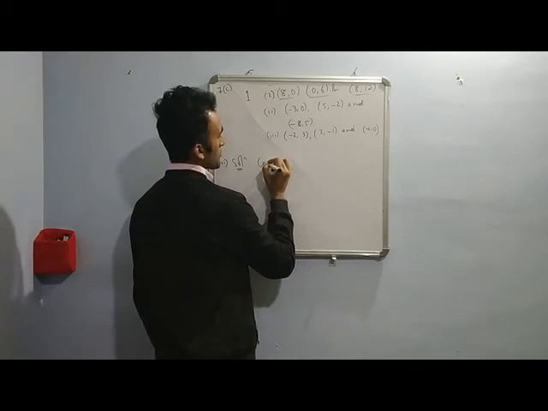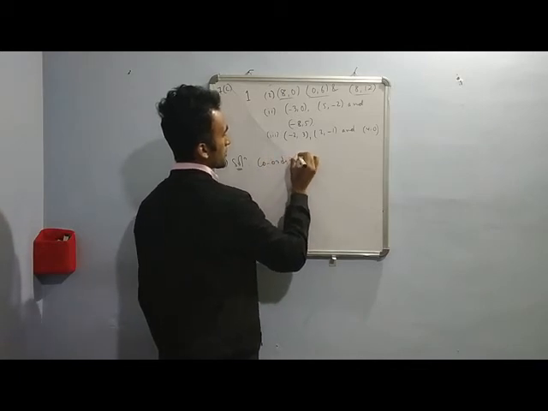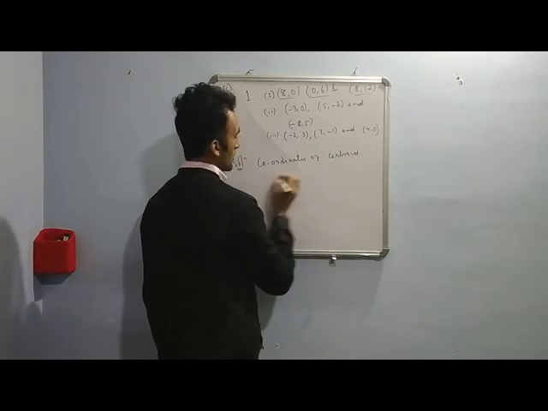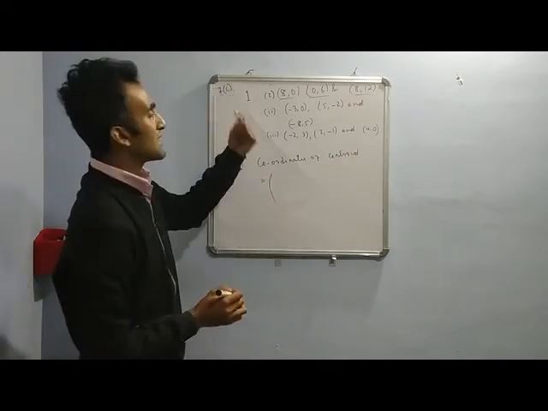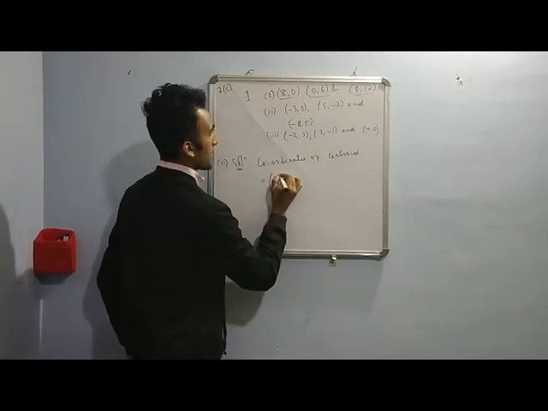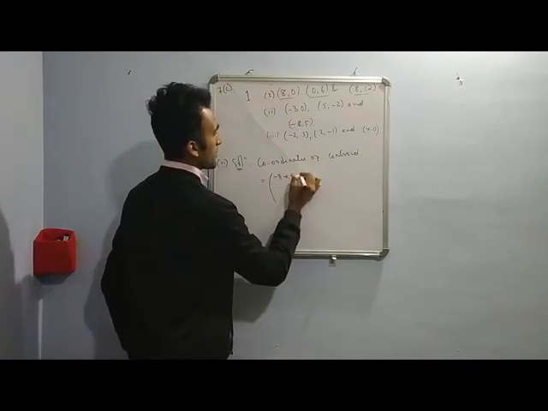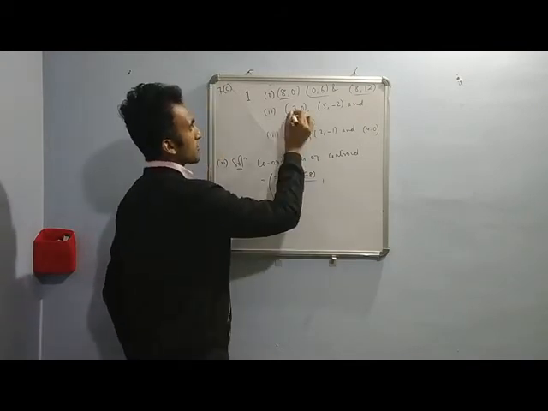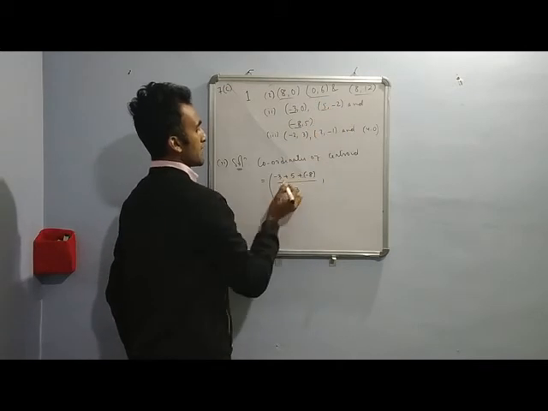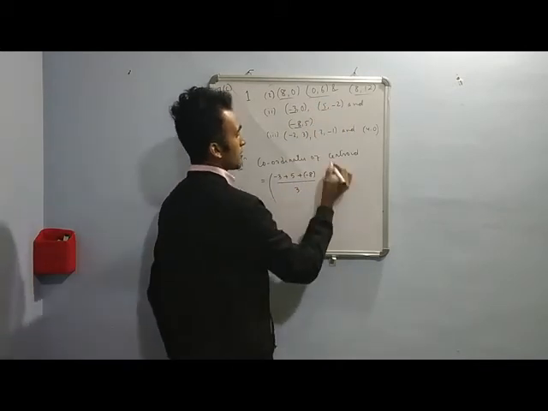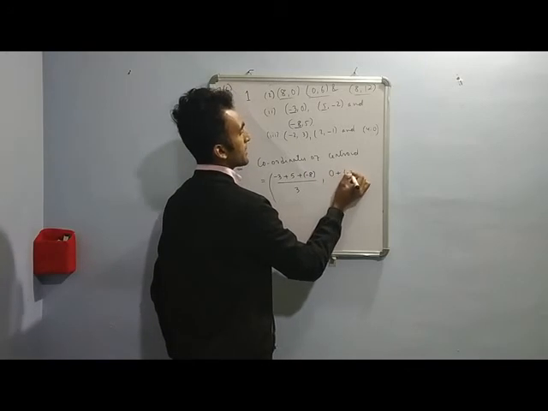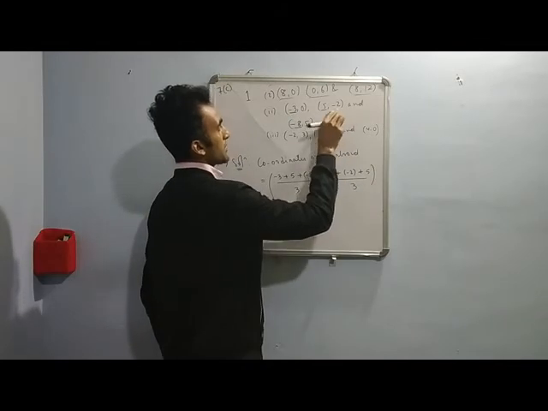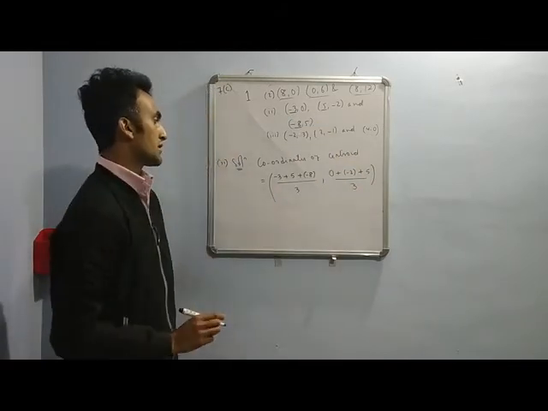Now, coordinates of centroid will be what? Coordinates of centroid is equal to, I told you, add all the x coordinates, divide by 3. So this is minus 3 plus 5 plus minus 8 divided by 3, comma, add all the y coordinates, 0 plus minus 2 plus 5 divided by 3. All the y coordinates add up, divide by 3.